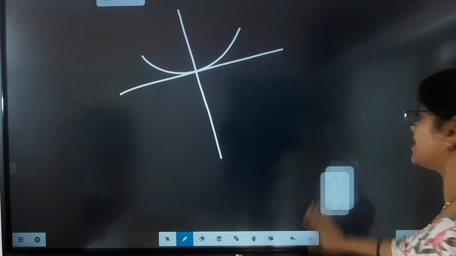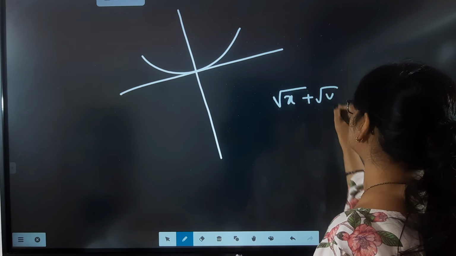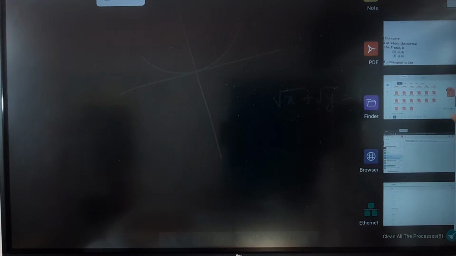So now what do we have to do here? Nothing. What equation is given? The equation of the curve is root under x plus root under y equal to 1. I guess this is the equation of the curve only given to you.